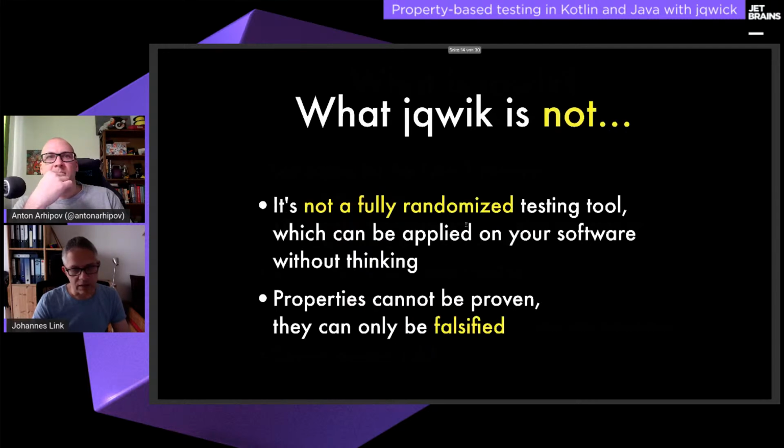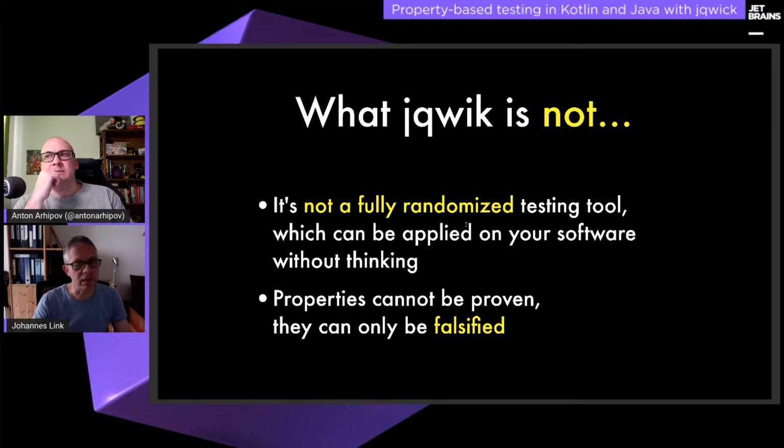Equally important is to be conscious about what jqwik is not. It's not a fully randomized testing tool, because there are tools like that which will take your software and run all public methods with random stuff, like setting all parameters to null or generating all over the place, anything you can think of. This is not how property-based testing works, because property-based testing requires some deep thinking.